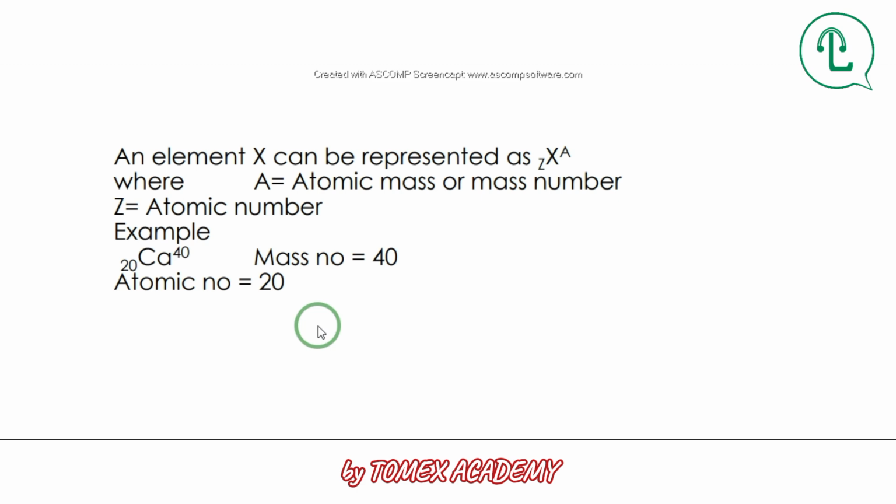Look at the example below. An element X can be represented like this, where A is the atomic mass or mass number. This at the top represents the mass number, while the Z below, the subscript, is the atomic number. Example, calcium. Calcium has an atomic number of 20 and a mass number of 40. I hope this is clear.